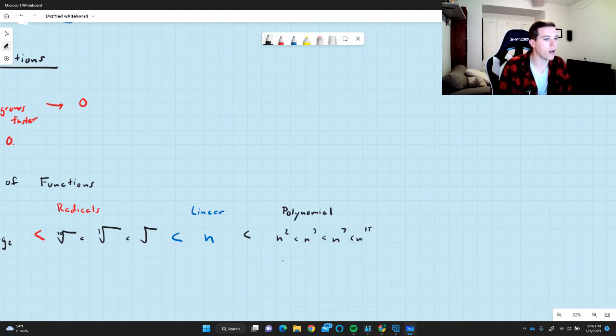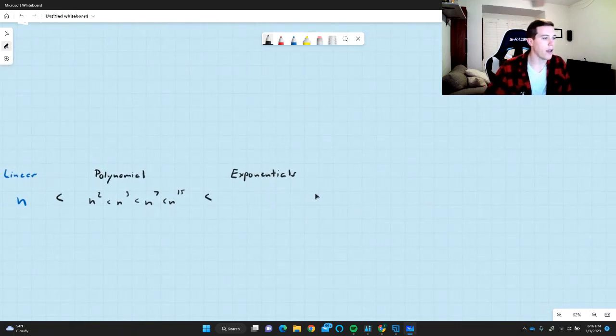After the polynomials, then we get into the exponentials. Okay, so this is where you got to pay attention. Because exponentials, you're going to think the coefficient's different, but they're not. The exponential base is part of the function. So for example, 2 to the n is slower growing than e to the n, which is slower growing than 5 to the n, which is slower growing than 7 to the n, and that same kind of pattern.